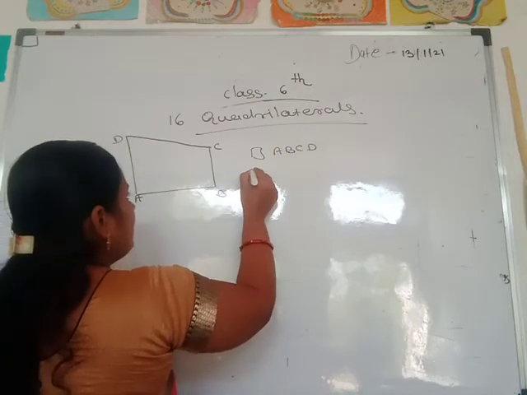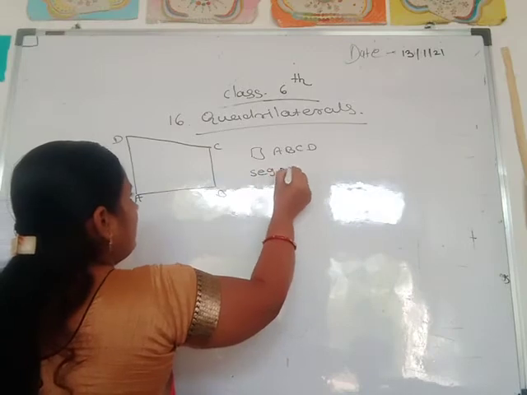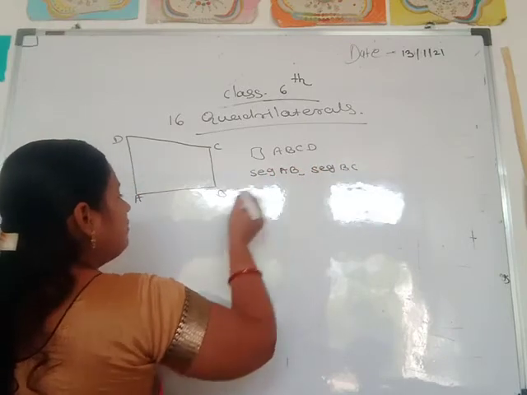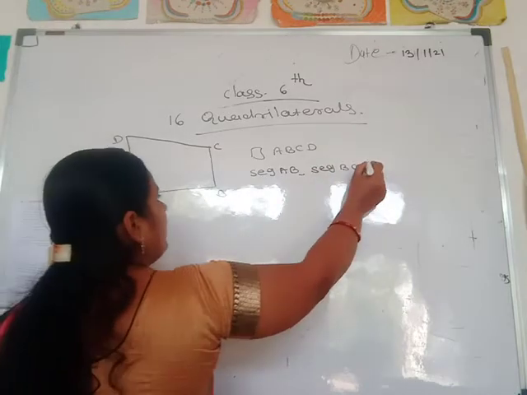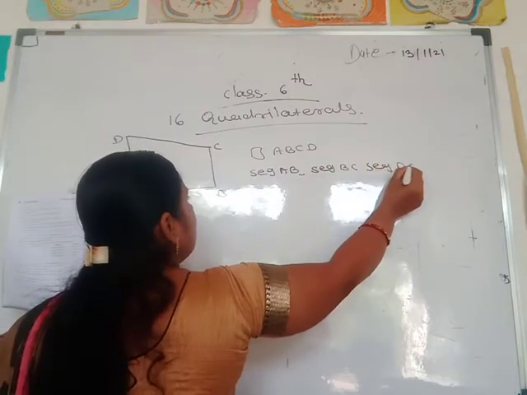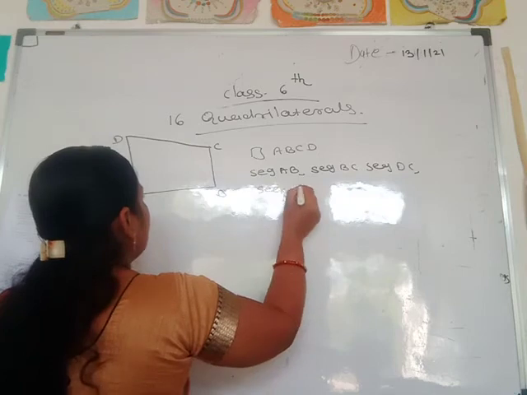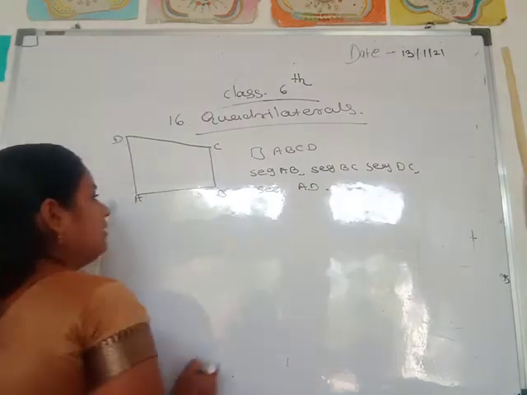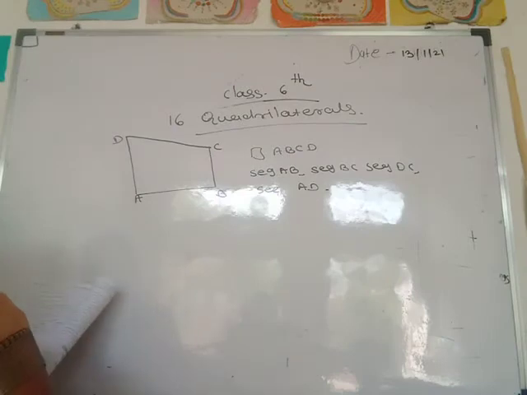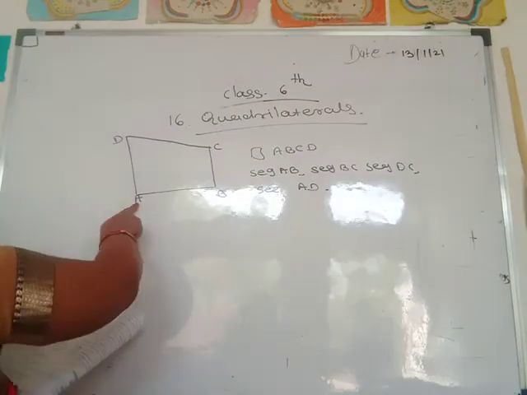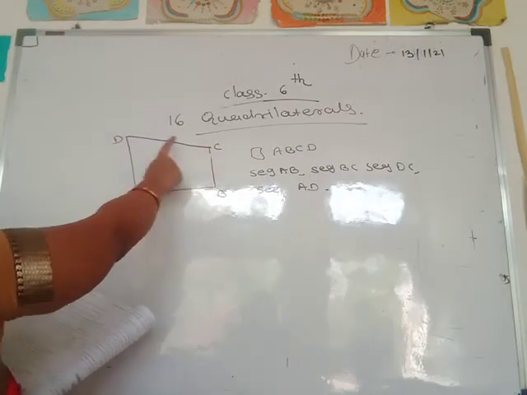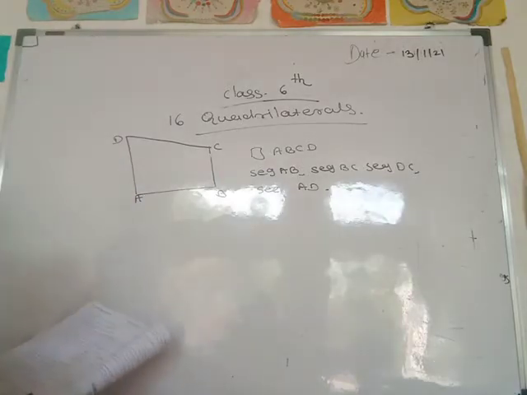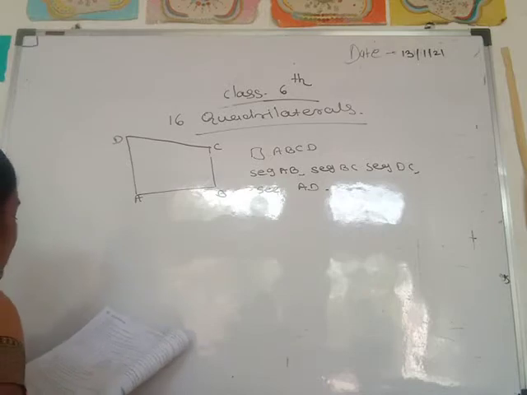Which sides are here? Segment AB, segment BC, then segment DC and segment AD. All these are the sides of this quadrilateral. The points A, B, C, D are called the vertices of this quadrilateral ABCD.